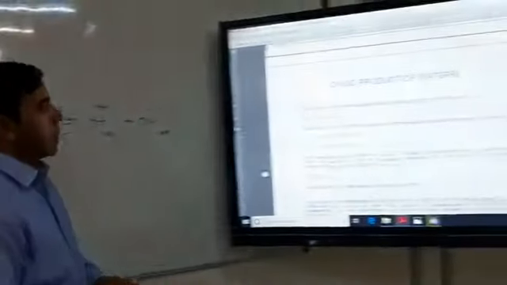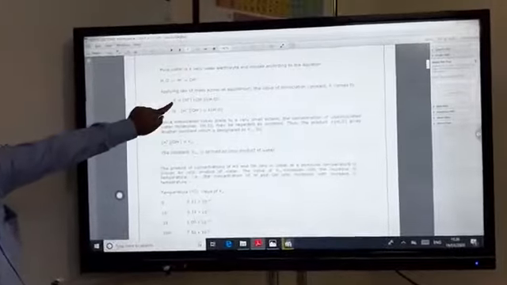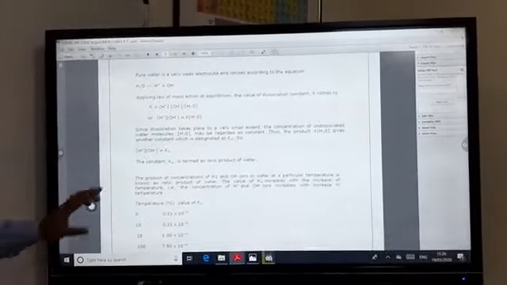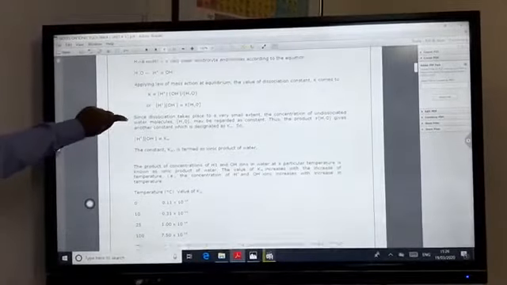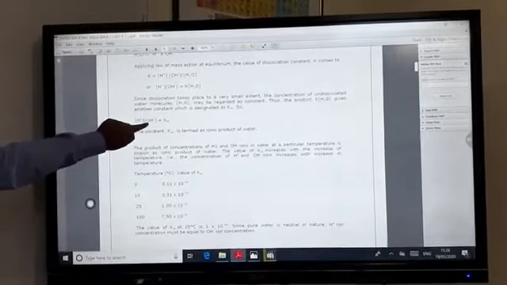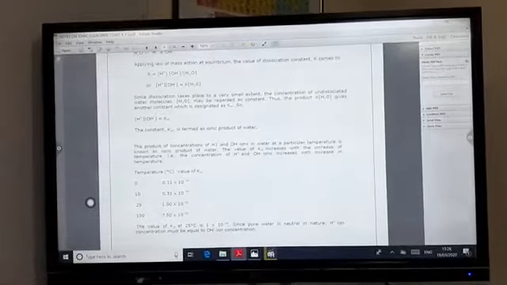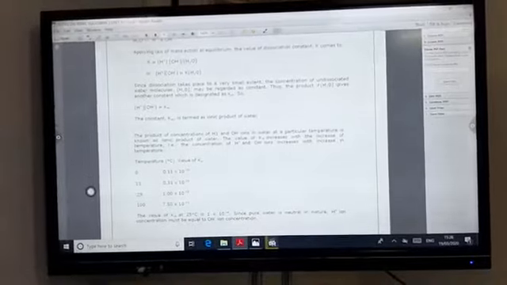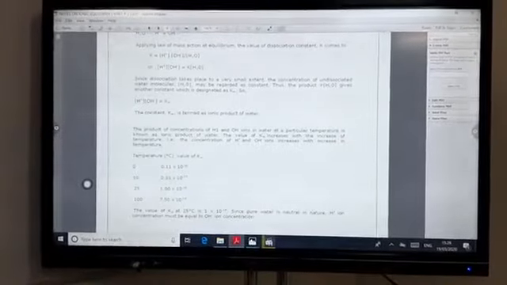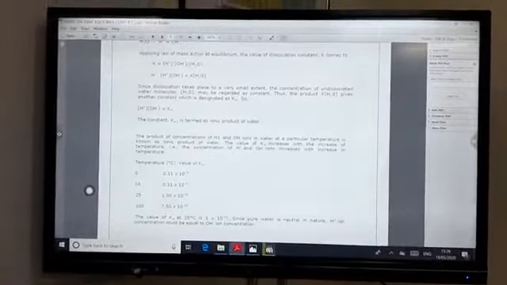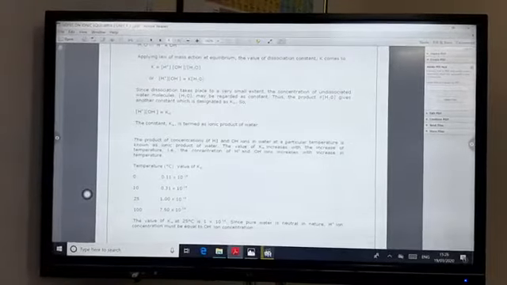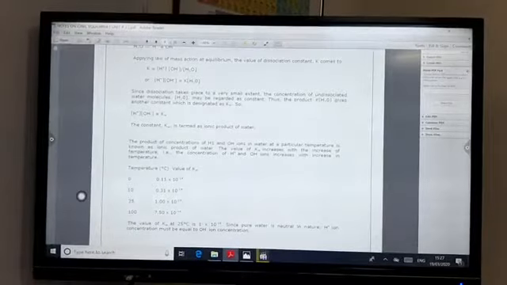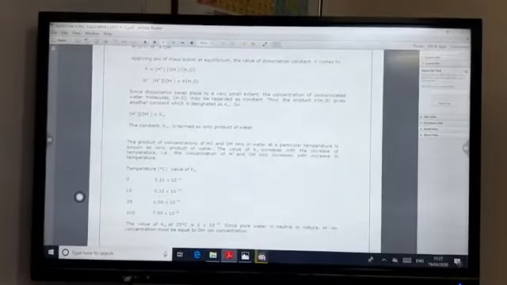Let's see here. It's given there. Kw is equal to [H+] times [OH-] over water. Because we take water as a constant, hydrogen ion times hydroxide ion is equal to Kw. The constant Kw is termed the ionic product of water. So our first objective is: what is the ionic product of water? Ionic product means the concentration of hydrogen ion and the concentration of hydroxide ion, which we call the ionic product of water.